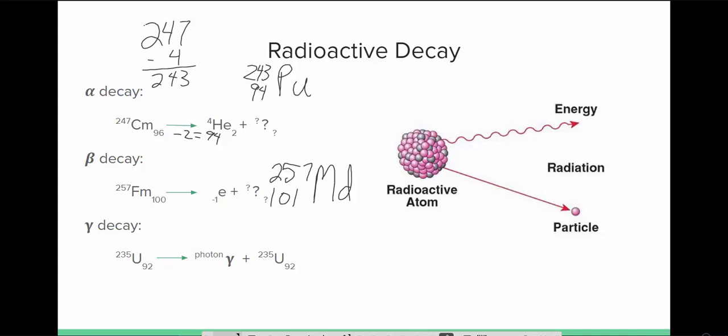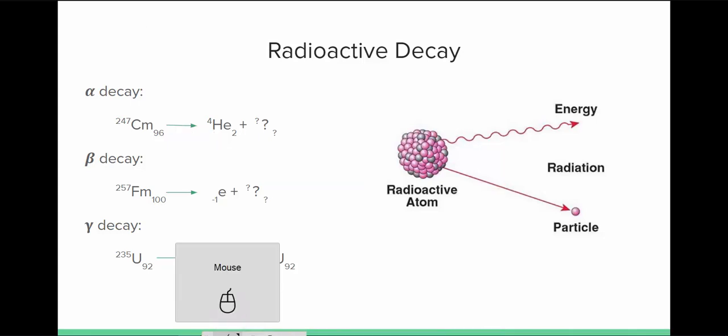Okay, because in terms of the math, that's super easy. So if you get a problem on your review or test, like, you have uranium-235 undergoes gamma decay, what comes out? Well, that's a very simple answer. Does that make sense? Okay.